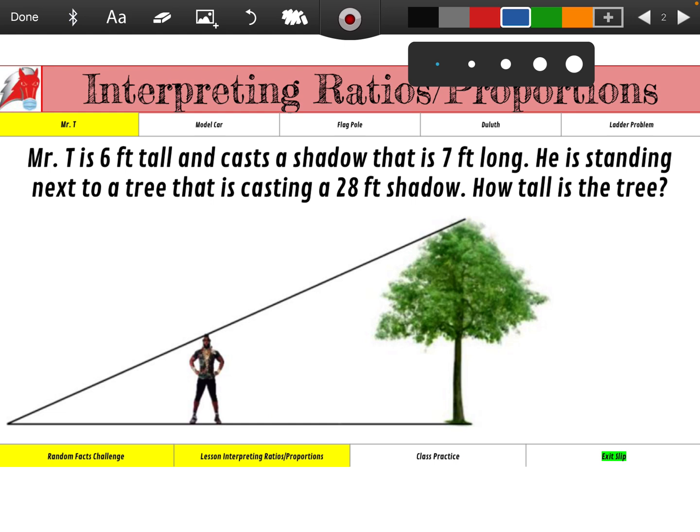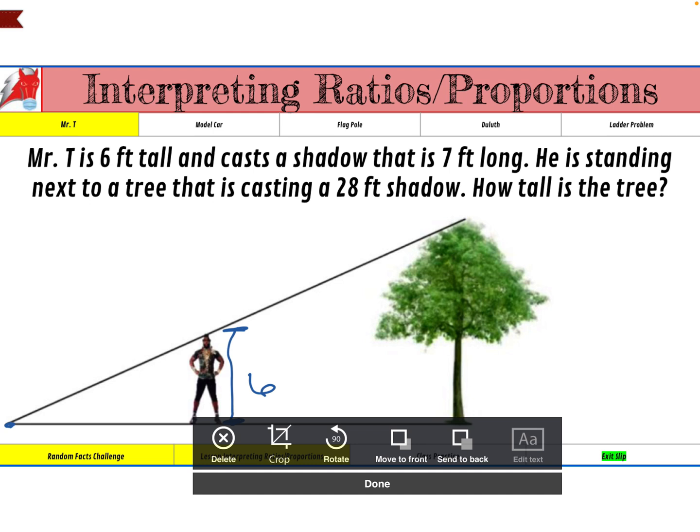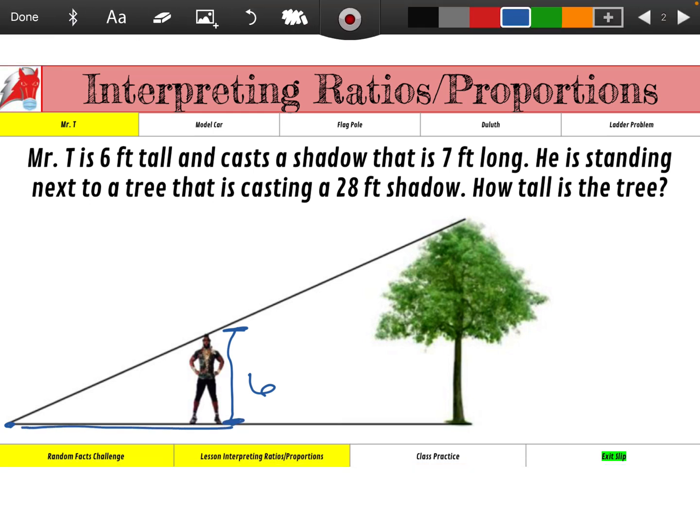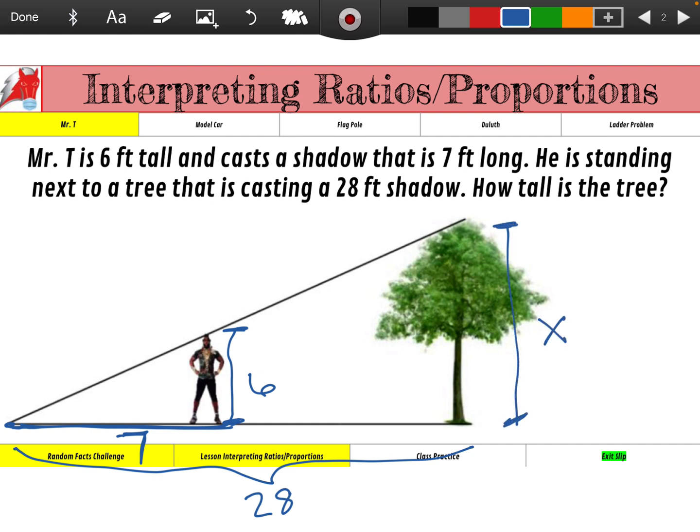First thing, always, even if we have a picture, is mark your figure up. We know Mr. T is 6 feet tall, casting a shadow. Which way does the shadow go? It makes sense that it's coming this way. So his shadow is 7 feet. The tree's casting its 28-foot shadow, so this whole thing is 28. And what I'm looking for is this piece. That's my X value.